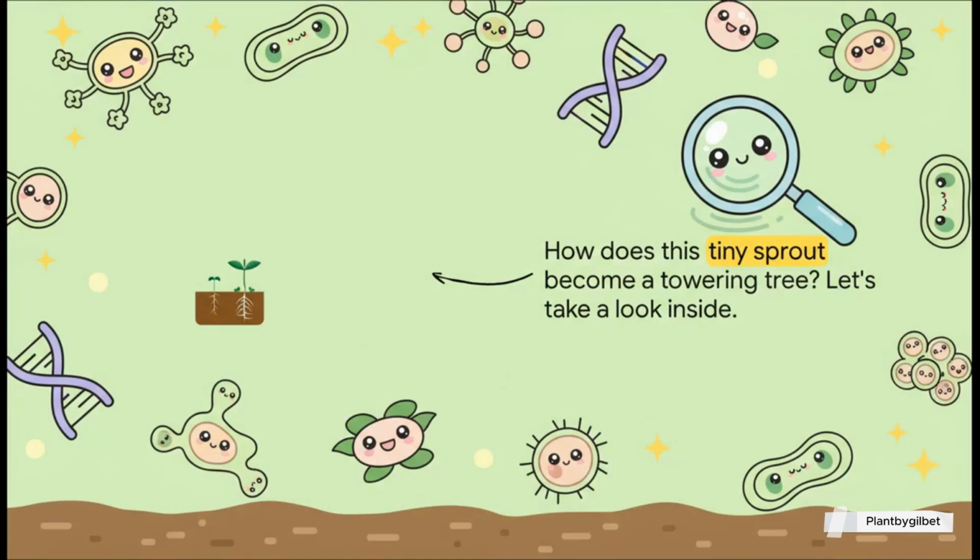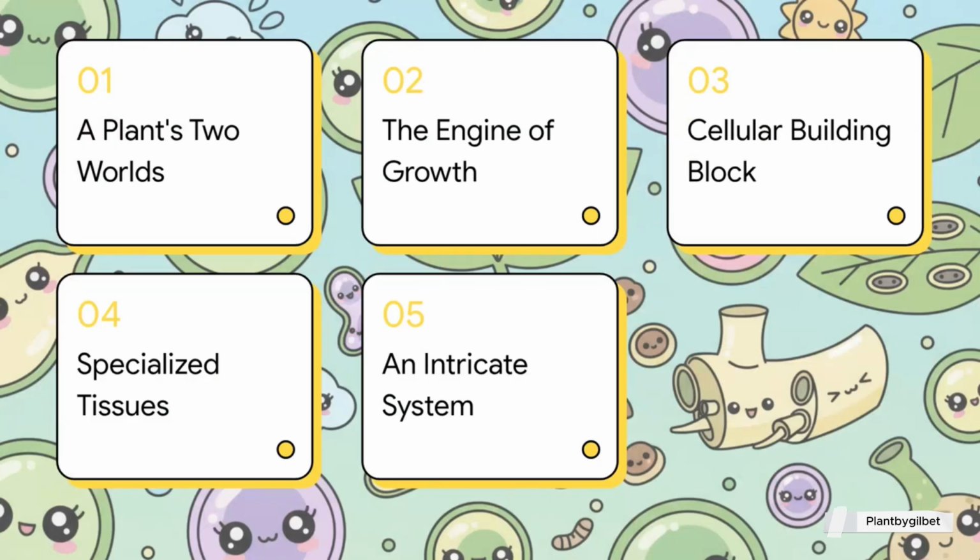It all starts with something we've all seen, right? This tiny little sprout, just pushing its way out of the soil. But how on earth does it get from this to a full-grown plant, a towering tree? Well, to answer that, we've got to zoom in, way in, and explore the hidden architecture that makes it all possible.